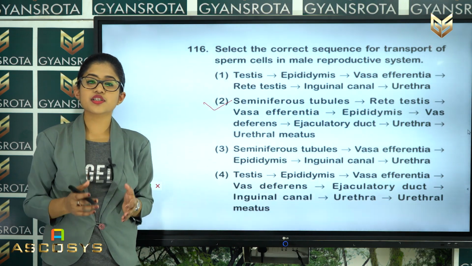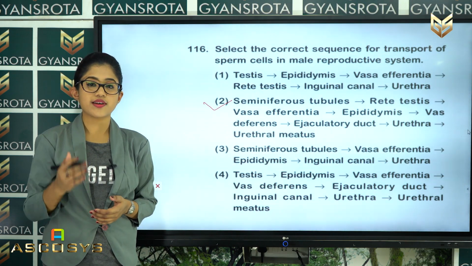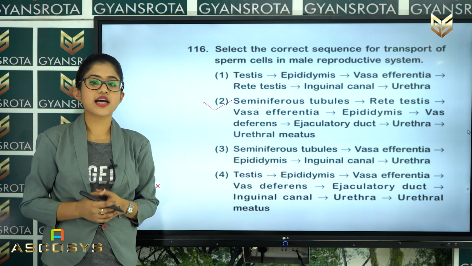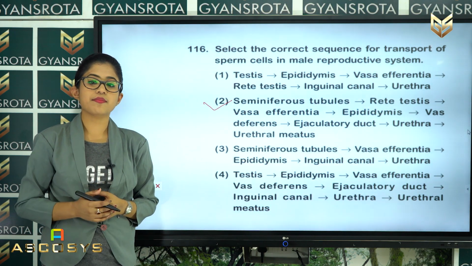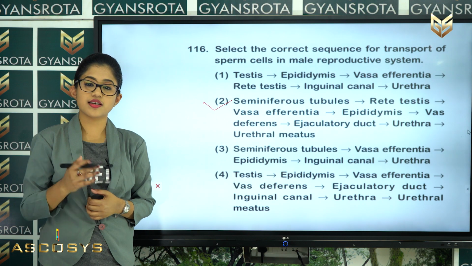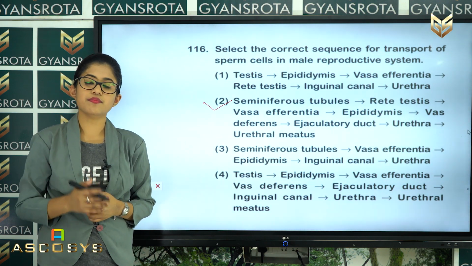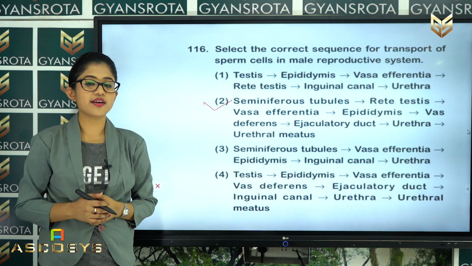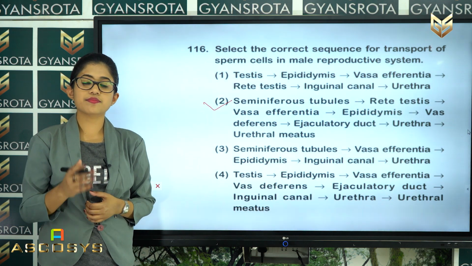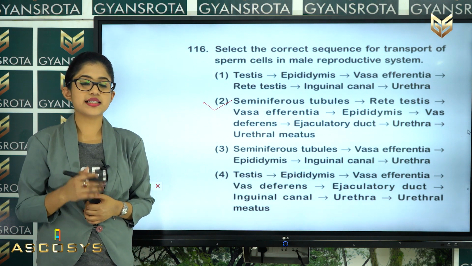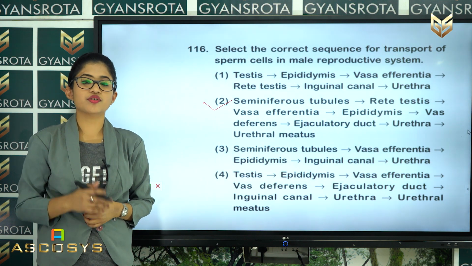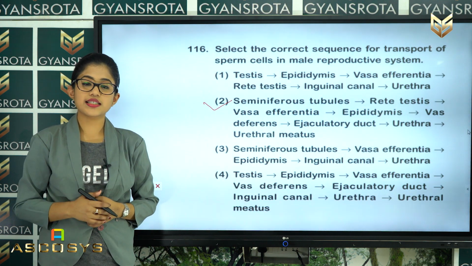From seminiferous tubule, it will move towards the rete testis, then vasa efferentia, then epididymis, then vas deferens, then ejaculatory duct, urethra, and after that the urethral meatus. So I hope it is very clear with you. This is a direct question from NCERT textbook. Now let's move on to the next question, that is 117.